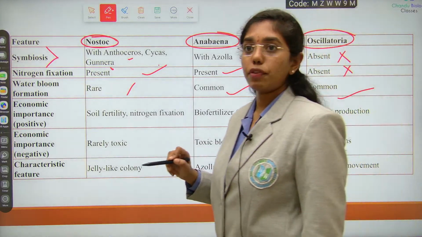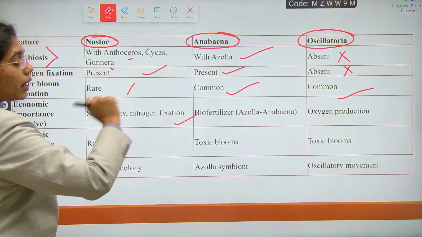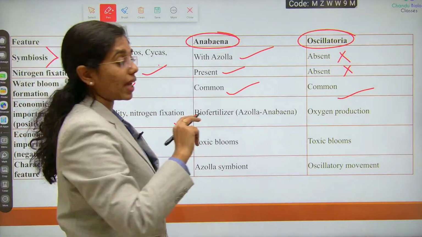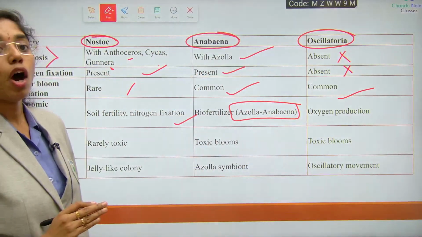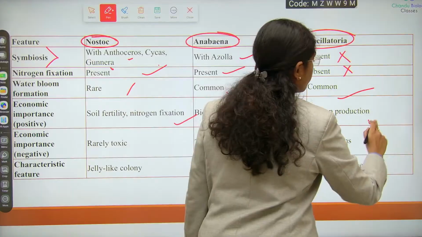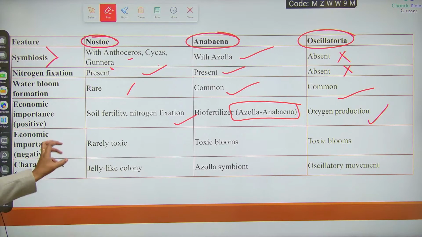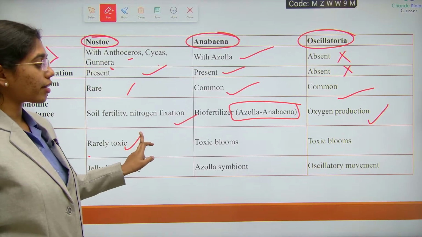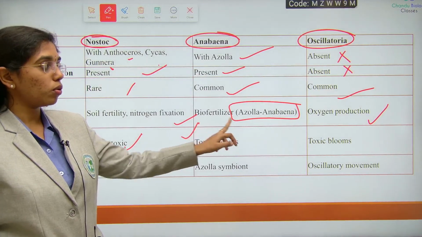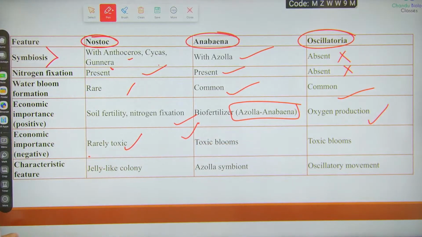Economic importance, if you see, soil fertility and nitrogen fixation. Here Anabaena acts as a biofertilizer, where Anabaena is associated with Azolla. In Oscillatoria, oxygen production is observed. Fine. What is the negative role of Nostoc? These are rarely toxic. They form toxic blooms. Oscillatoria also forms toxic blooms in water bodies.